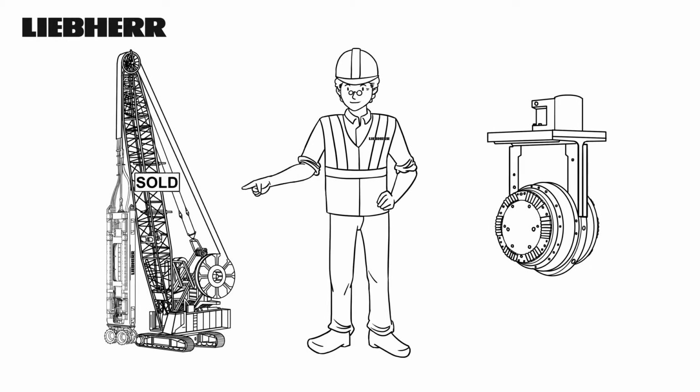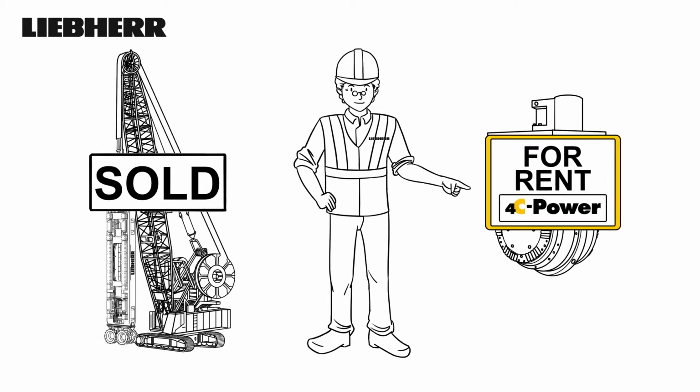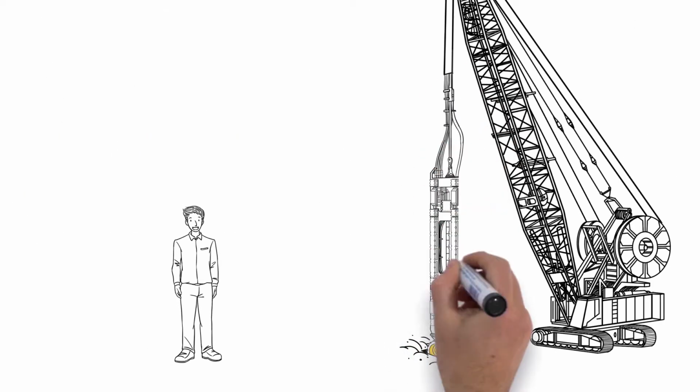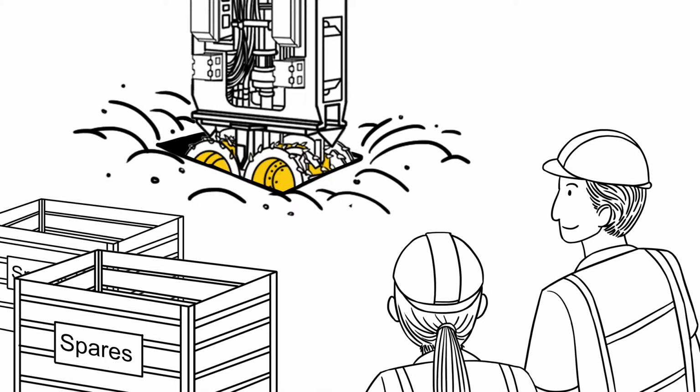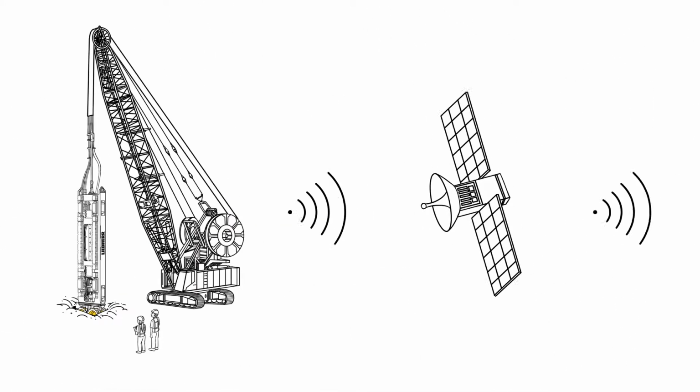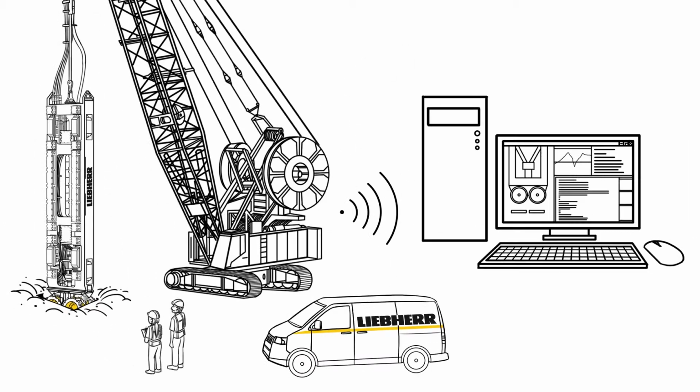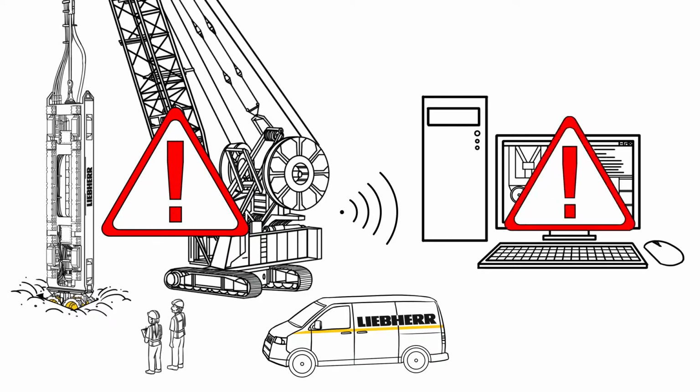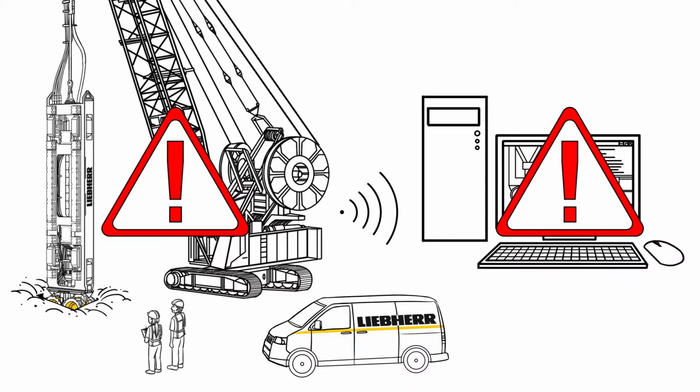To reduce the financial risk, Liebherr offers to rent out the cutter wheel drives on the pay-per-use business model 4C-Power. You can use the cutter wheel drives while Liebherr engineers monitor them, track maintenance intervals, foresee possible events and react in advance at no extra cost.